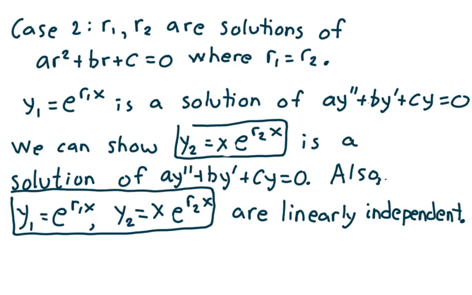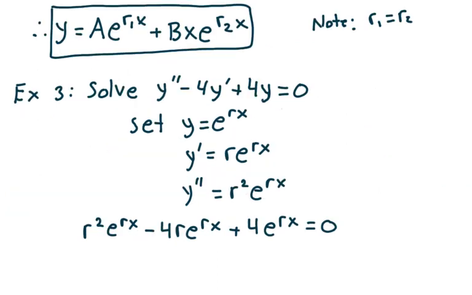Additionally, we can also show that y1 and y2 are linearly independent. And so the general solution will look like y equals ae to the r1x plus bxe to the r2x. And the one thing I want to stress is that r1 and r2 are exactly the same. Let me write that a little clearer here: r1 is the same as r2.